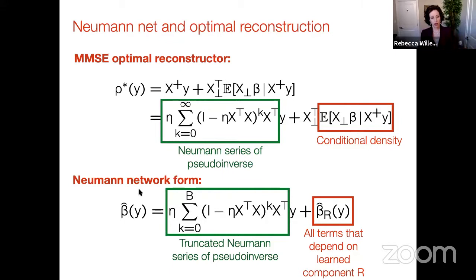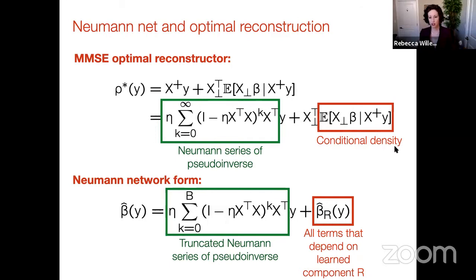Now what we can do in parallel is say, with that Neumann network architecture that I just proposed, what is the form of the output of that network? The output of that network is going to essentially correspond to two terms. The first term is going to look like a truncated Neumann series of the pseudo-inverse. So we can compare the things in the two green boxes and see that one is just a truncated sum or a truncated version of the other, but they have the exact same overall form.